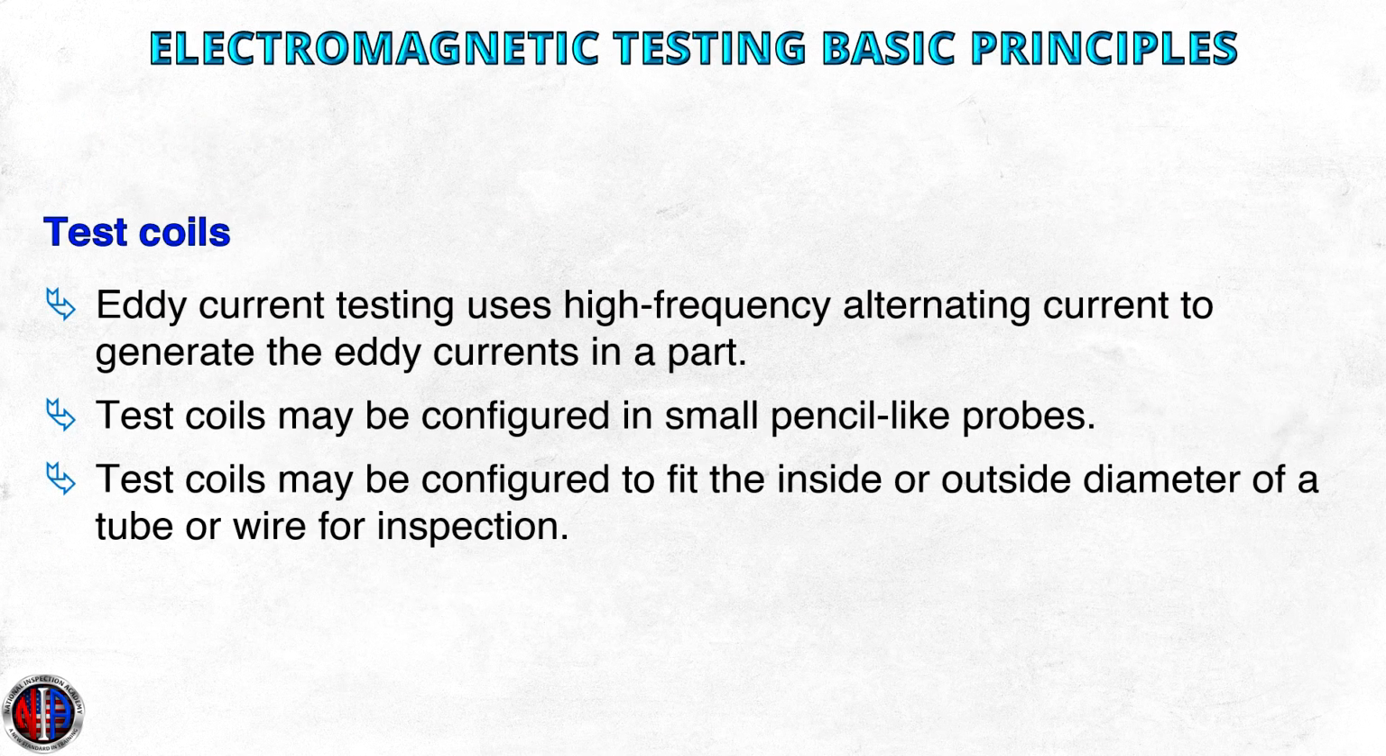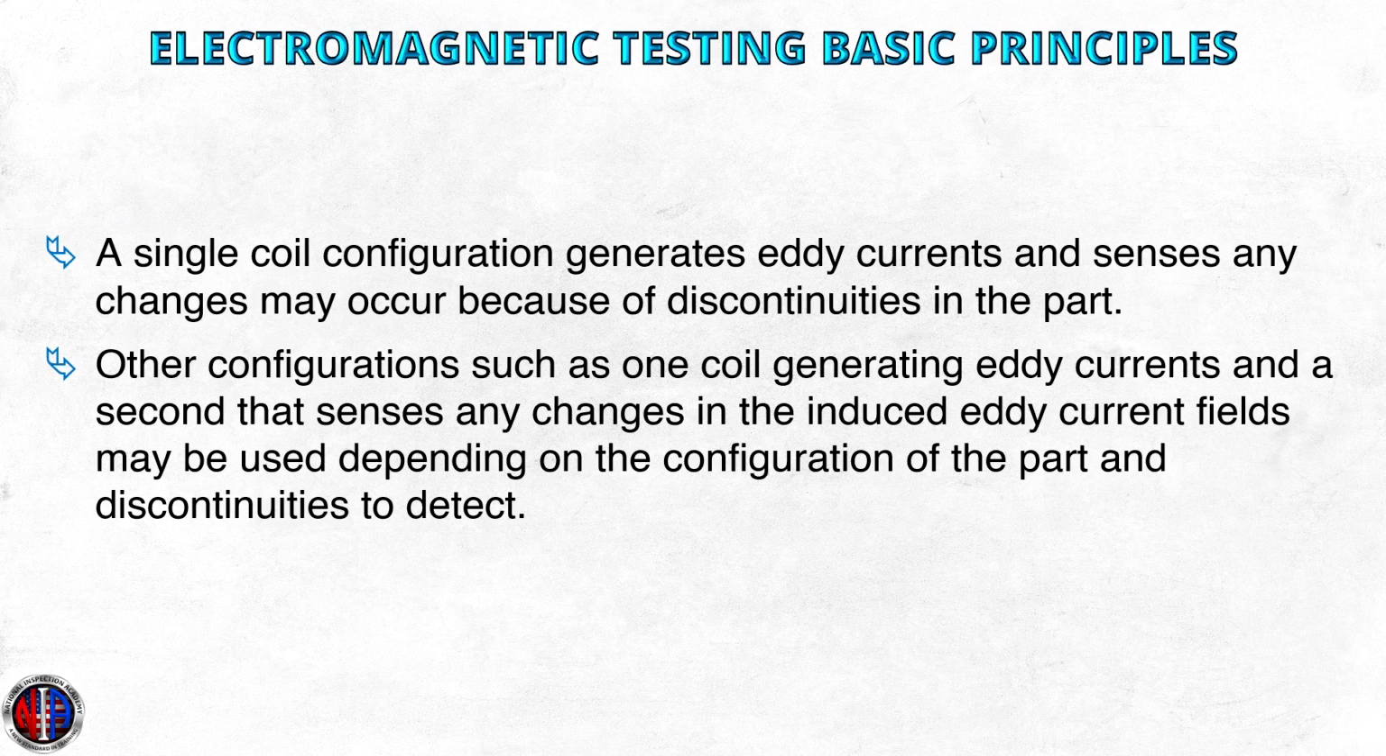Test coils. Eddy current testing uses high-frequency alternating current to generate the eddy currents in a part. Test coils may be configured in small pencil-like probes. Test coils may be configured to fit inside or outside diameter of a tube or wire for inspection. A single coil configuration generates eddy currents and senses any changes which may occur because of discontinuities in the part. Other configurations, such as one coil generating eddy currents and a second that senses any changes in the induced eddy current fields, may be used depending on the configuration of the part and discontinuities to detect.